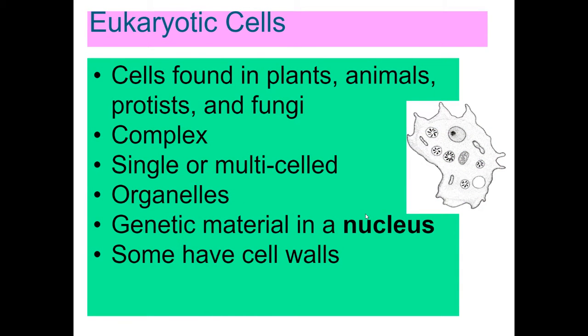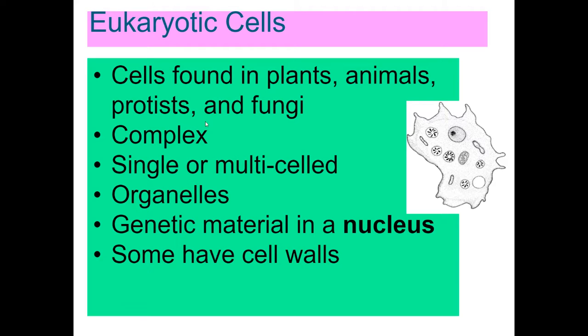Eukaryotic cells are cells found in plants, animals, protists, and fungi. These are very complex cells. This little prefix eu means true. And so you as a human, I just kind of remember you as a human, you as a plant, you as a protist, you as a fungi would be made of eukaryotic cells. They can be single-celled or multi-celled, and this is what trips people up.